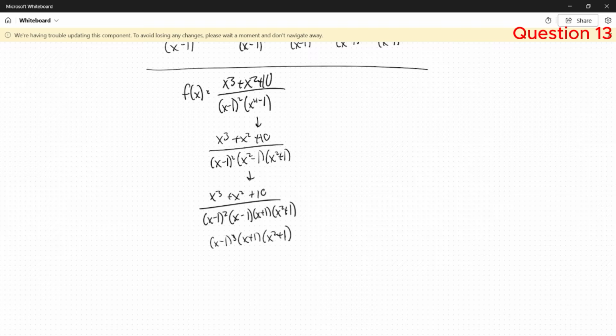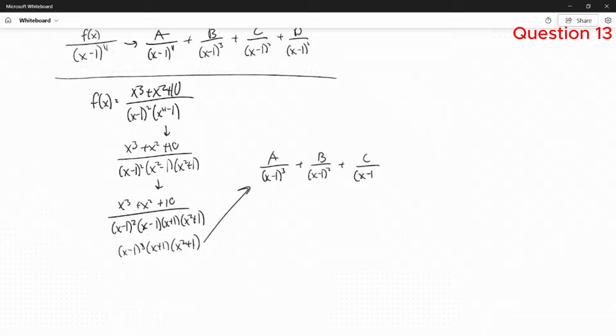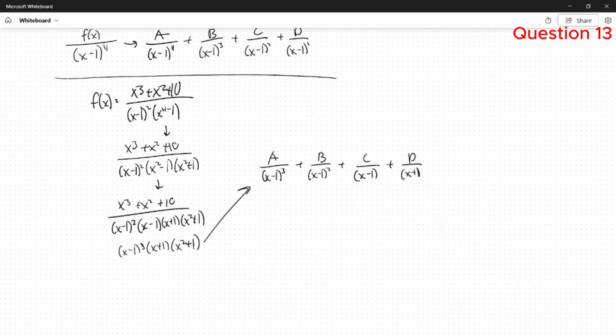Now using the two rules that I have established above, we can say the first term would be (x minus 1) cubed under a, plus b over (x minus 1) squared, plus c over (x minus 1), plus d over (x plus 1), and then plus (ex plus f) over (x squared plus 1).